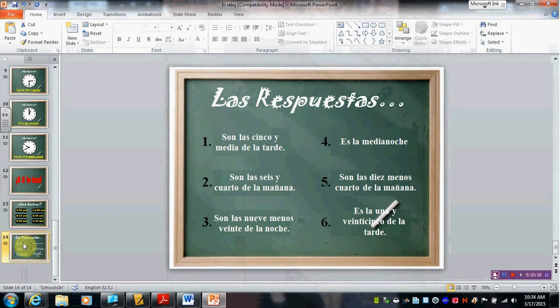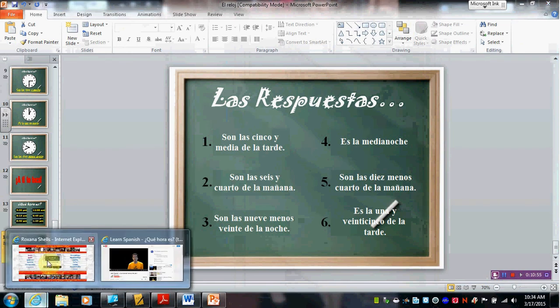It is 9 minus 20 minutes of the night, which means that it is 8:40 p.m. Es la medianoche, the middle of the night, which is 12 o'clock a.m. Son las 10 menos cuarto de la mañana. It is 10 minus 15 minutes of the morning, which means that it is 9:45 a.m. And last, es la 1:25 de la tarde. It is 1:25 p.m.